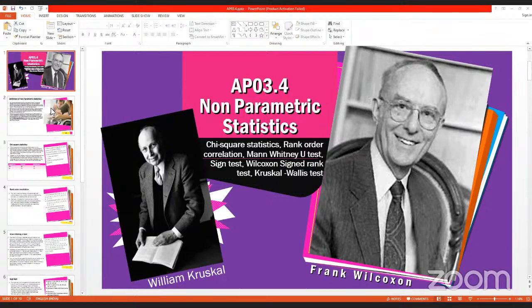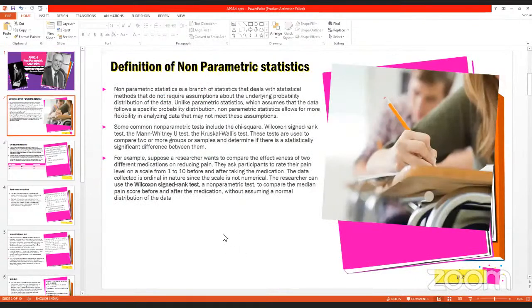Okay. So now the definition to begin with. Non-parametric statistics is a branch of statistics that deals with statistical methods that do not require assumptions about the underlying probability distribution of the data. Like in the previous class, I told you about that, right? Unlike parametric statistics, which assume that the data follows a specific probability distribution, non-parametric statistics allows for more flexibility in analyzing data that may not meet this assumption. These are some of the non-parametric tests.